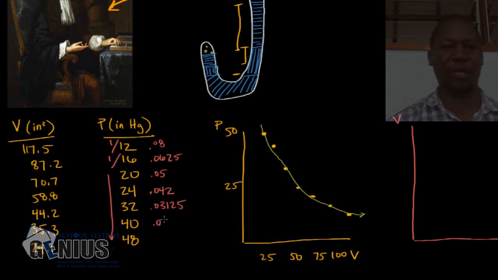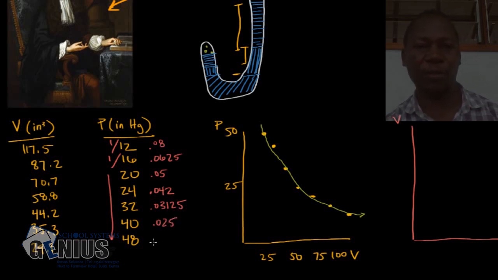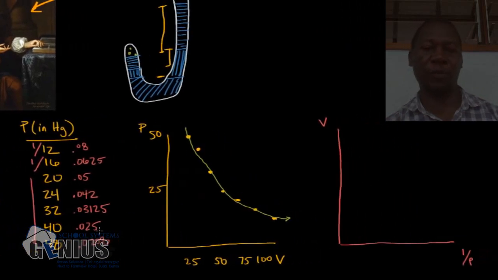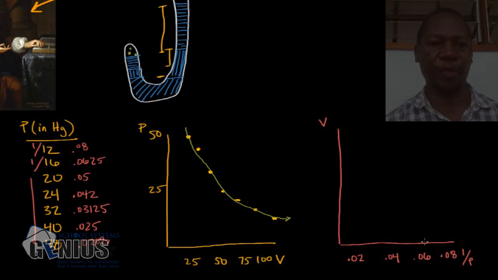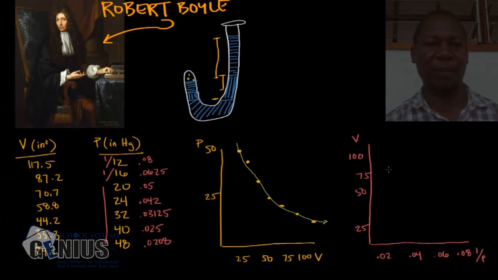About the highest inverse pressure value we have is 0.08, and about the lowest is 0.02. So we are still working with the same values for volume. So the highest is a little bit over 100, and then we can put in 50 and 25 and 75. When our volume is 117.5 cubic inches, the inverse pressure could be about 0.08. As we go down, 87.2 will be 0.0625, and 70.7 will be 0.05, right in the middle there.